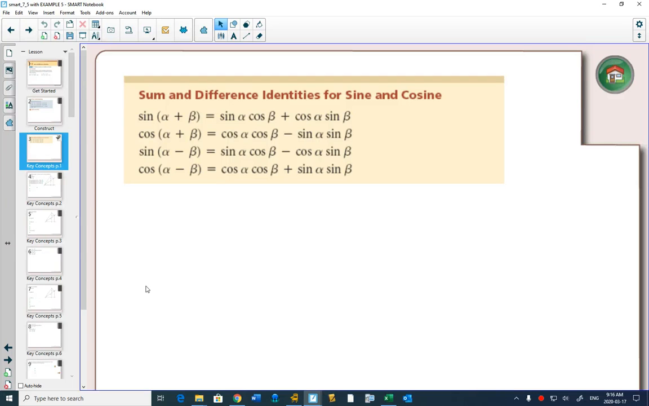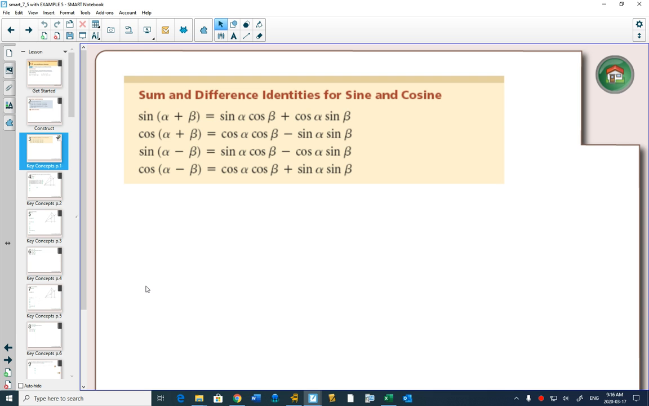On page 636, they have the following sum and difference identities. These are on your formula sheets, and I think these are the scariest looking identities as far as how big they are.